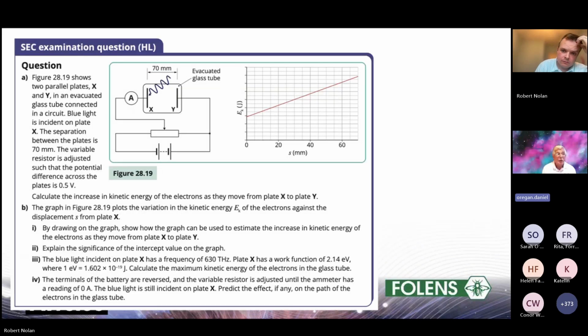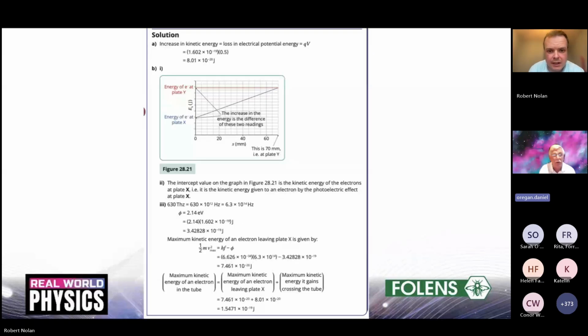By drawing on the graph, show how the graph can be used to estimate the increase in kinetic energy. Well, obviously you subtract the energy from the graph where it strikes the EK axis when S is 0 from the energy when S is 70. I think that's on the solution below, Rob. It's indicated. Have you the solution here? Yeah. It's the difference between the red energy at the top and the blue one at the bottom. That's the gain in going across.